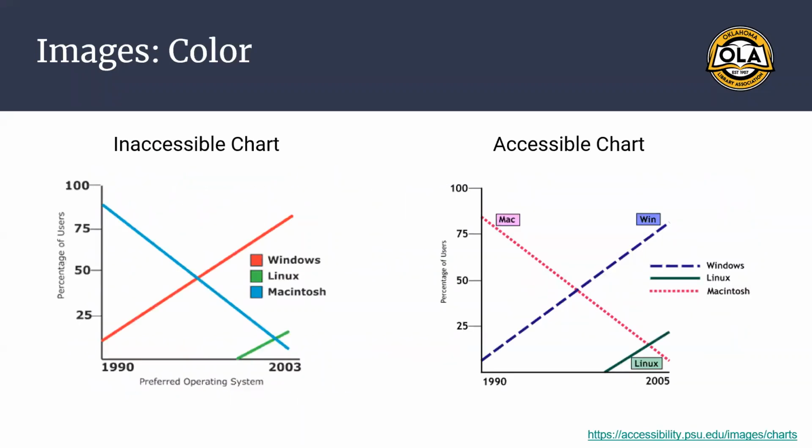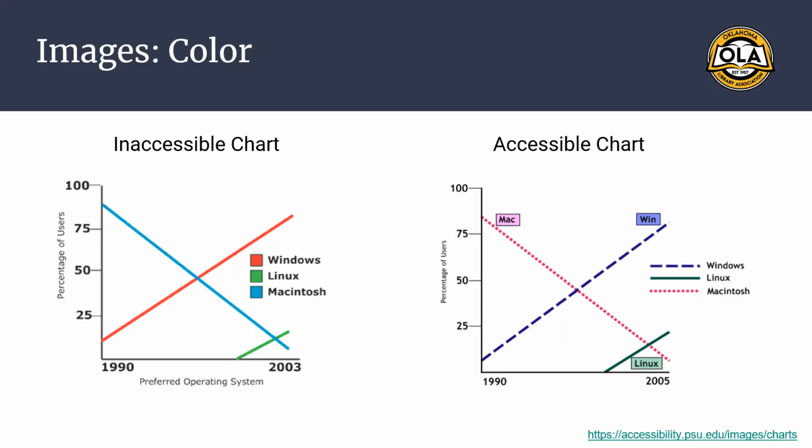When choosing images for presentation materials, presenters will be cognizant of color. 1 in 12 men and 1 in 200 women have some level of color blindness. Also, different machines can show colors differently. Choose distinct colors with varying levels of brightness and distinguish with pattern when possible.